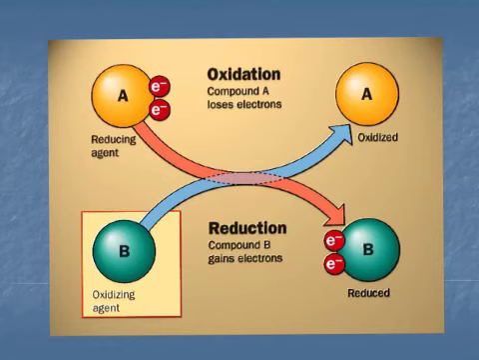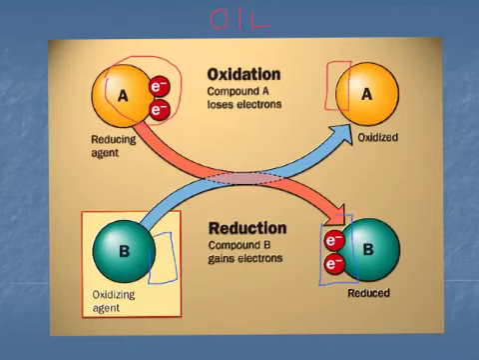In picture form, we have these definitions restated now. Here we have compound A. It currently has 2 electrons. However, as a product, it has no electrons. The electrons are missing here. Therefore, compound A lost electrons, and remember OIL, oxidation is the loss of electrons. On the other hand, compound B gained electrons. It initially had no electrons, but now it has electrons. Compound B gained electrons, and remember RIG, reduction is gain. So now compound A got oxidized, compound B got reduced.